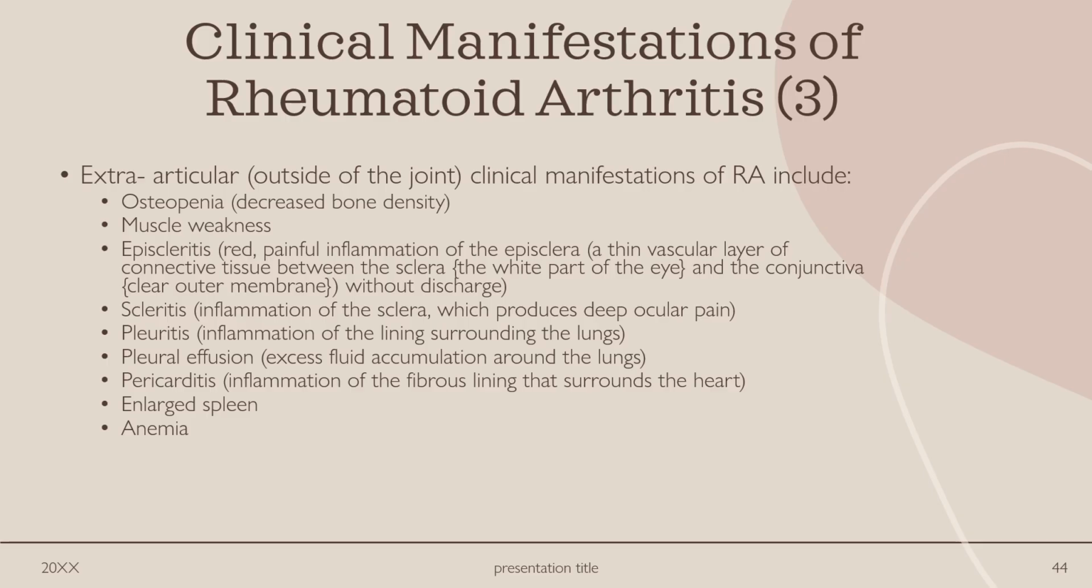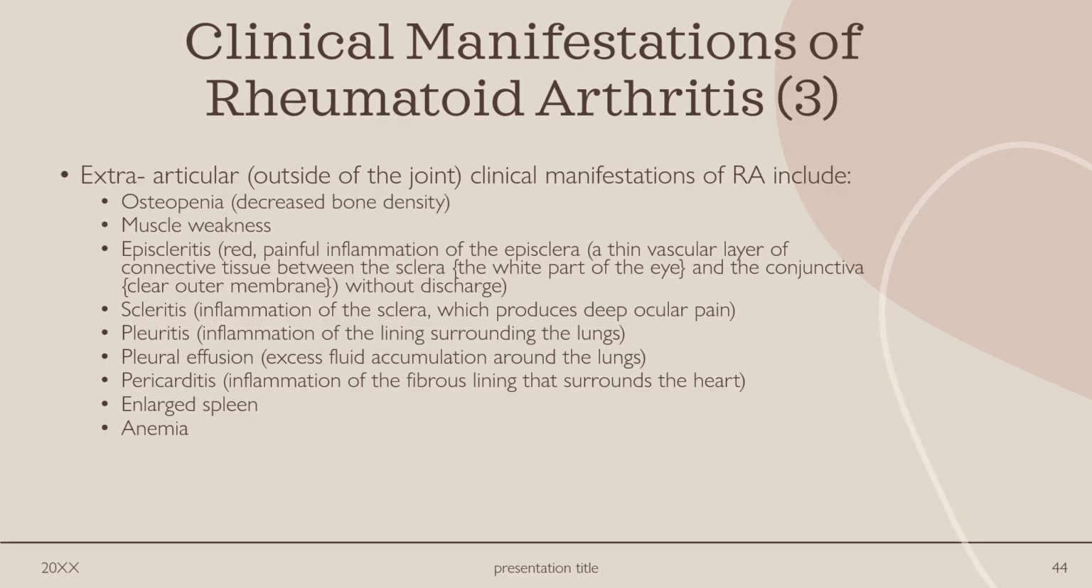Scleritis is an inflammation of the sclera, which will produce deep ocular pain. Pleuritis, this is inflammation of the lining surrounding the lungs. Pleural effusions, this is excess fluid accumulation around the lung. Pericarditis is an inflammation of the fibrous lining that surrounds the heart. An enlarged spleen, and then anemia.